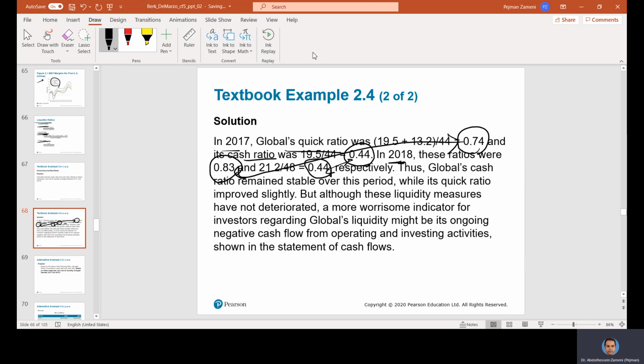Okay, in 2017, Global's quick ratio was 0.74 and its cash ratio was 0.44. In 2018, these ratios were 0.83 and 0.44 respectively. Thus, Global's cash ratio remained stable over this period, while its quick ratio improved slightly. But also, these liquidity measures have not deteriorated. A more worrisome indicator for investors regarding Global's liquidity might be its ongoing negative cash flow from operating and investing activities, shown in the statement of cash flows.